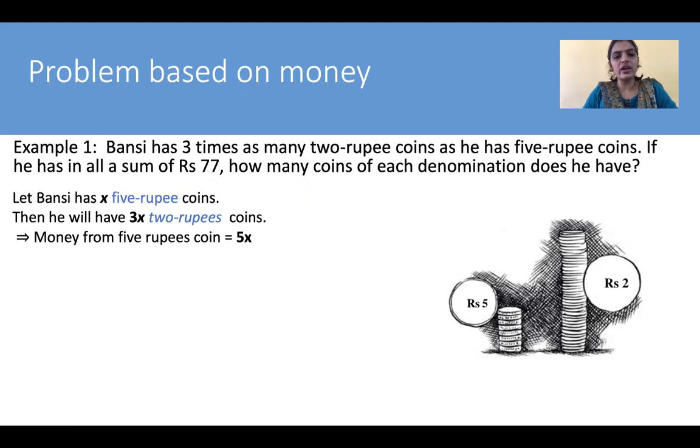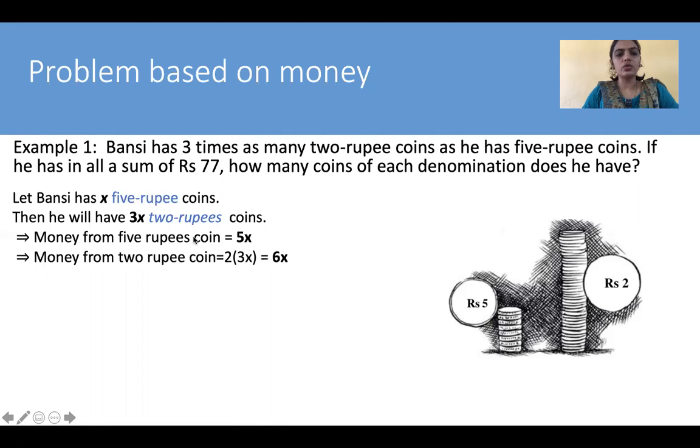So money from 5 rupee coins is 5x. For example, if you have one 5 rupee coin, then money is 5 into 1, that is 5. If you have two 5 rupee coins, then money is 5 into 2, that is 10. And if you have x 5 rupee coins, so money from 5 rupee coins is 5 into x.